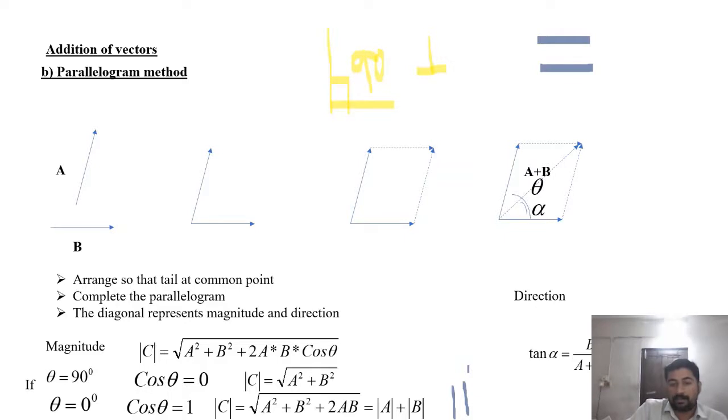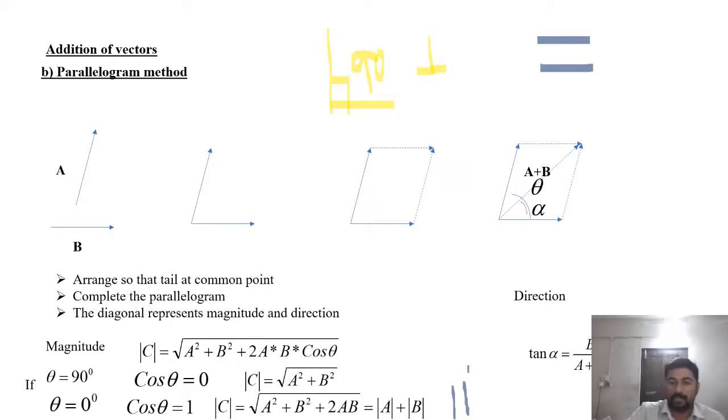You know that A square plus B square plus 2AB is (A plus B) all square. So here we get a square and a root, and they cancel, so you will get A plus B. So if it is parallel, you are getting the resultant vector, which is A plus B.